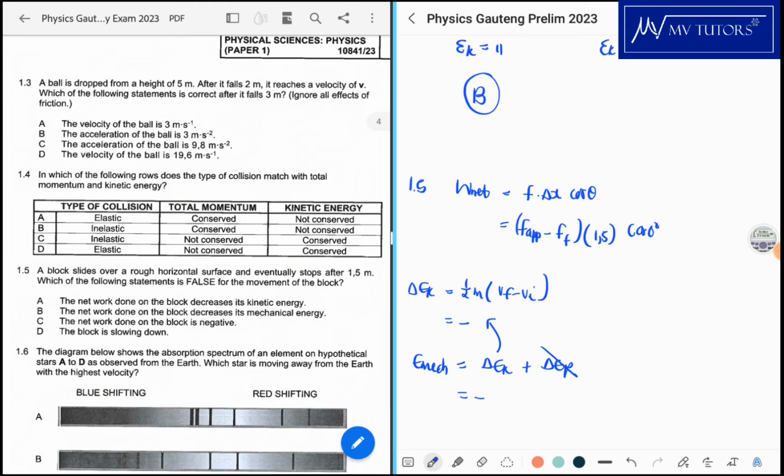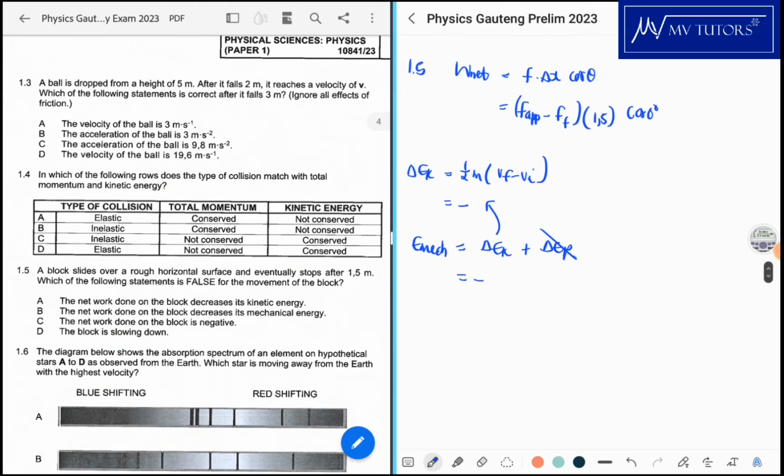Okay, so again, just like with 1.1, I don't really see which one would be false there. Yeah, I'm really not sure, guys. I'll come back to 1.5, but I think they're true for the movement of the block.